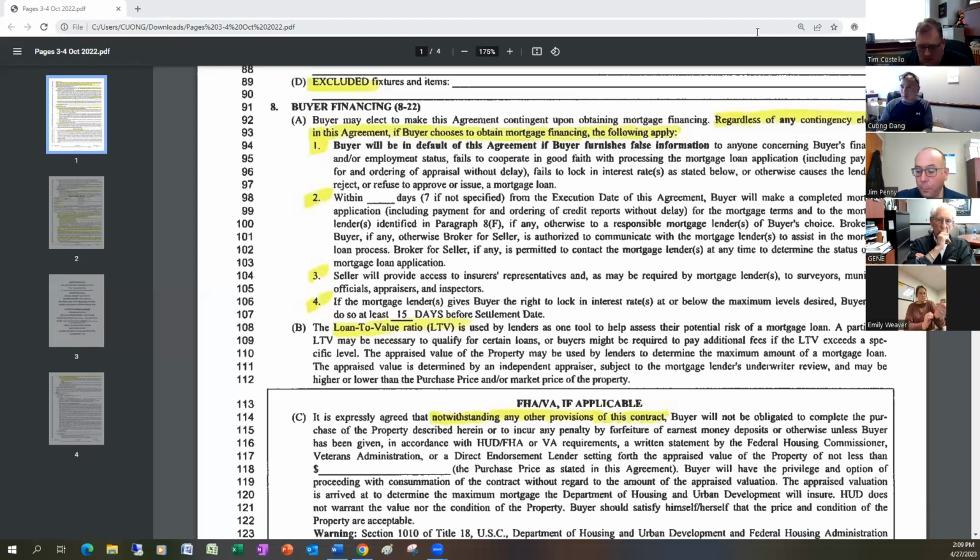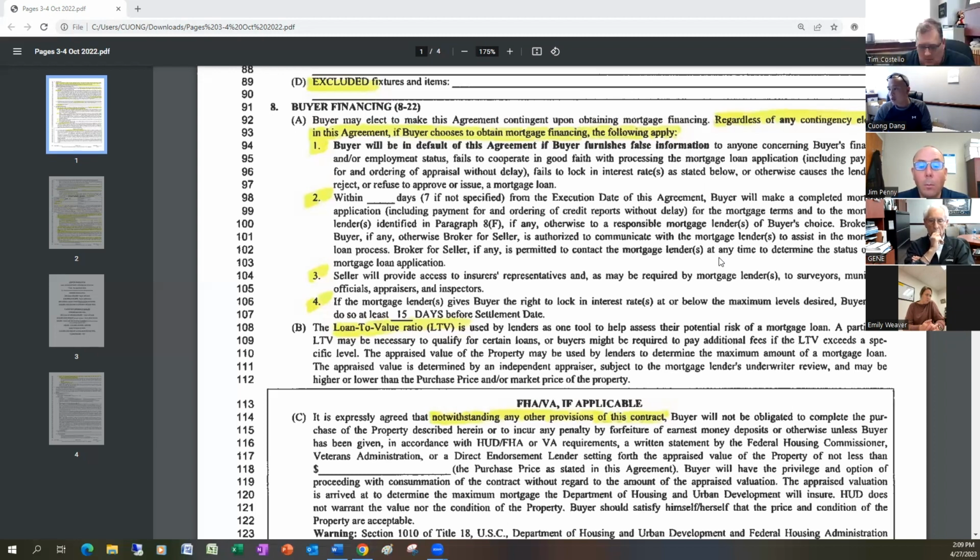Okay. So we have subparagraph A, and now we move to subparagraph B, line 108. The loan to value ratio, LTV, is used by lenders as one tool to help assess their potential risk of a mortgage loan. A particular loan to value may be necessary to qualify for certain loans, or buyers might be required to pay additional fees if the loan to value exceeds a specific level.